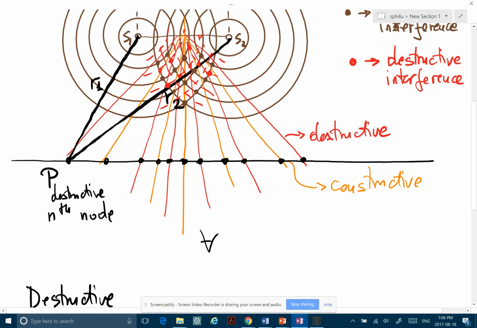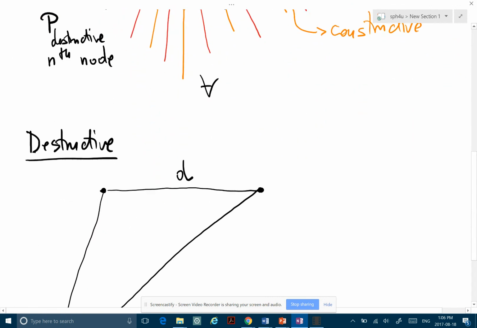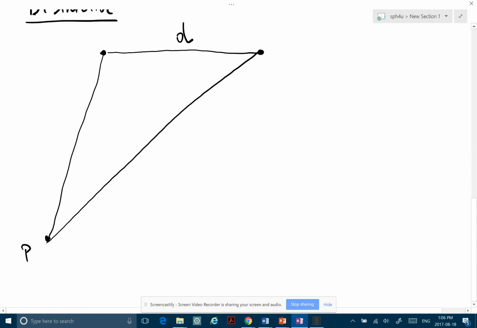So you notice here that R1 is much shorter than R2, right? So how much shorter is that? It's multiples of half wavelength, as you remember. Okay, so this is R1, this is S1, this is R2, this is S2, and here remember we have destructive interference.